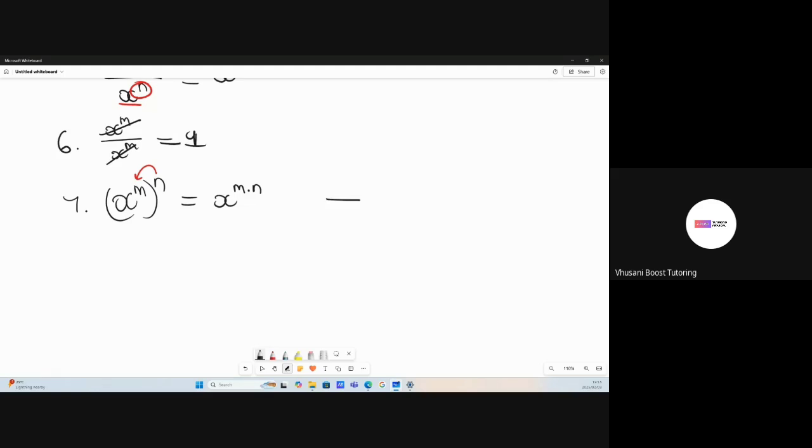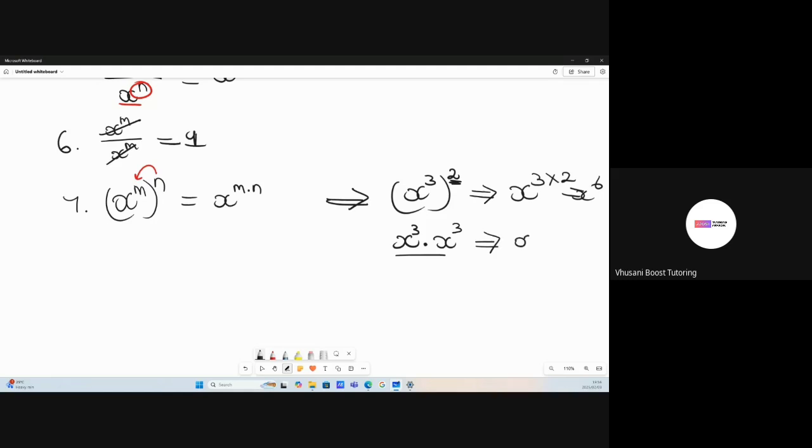For example, let's say we have x to the power of 3, to the power of 2. This is telling us that we can say x to the power of 3 times 2, which is equal to x to the power of 6. You can also use the other law that we learned previously. You can say x to the power of 3 multiplied by x to the power of 3. And what happens when we have the same bases multiplying with each other? We add the exponents. So this would give us x to the power of 3 plus 3.